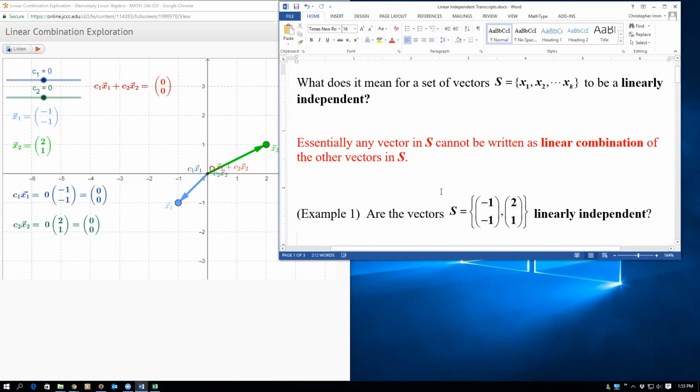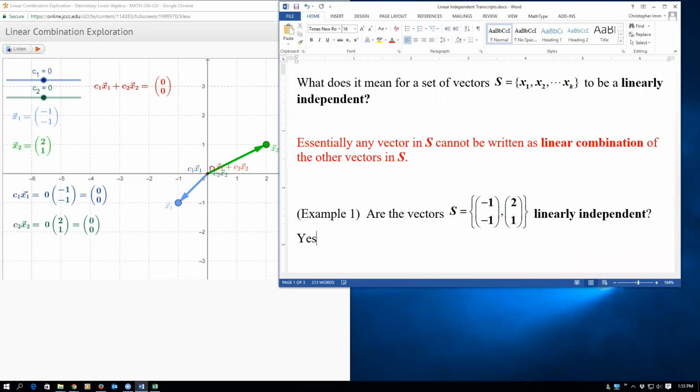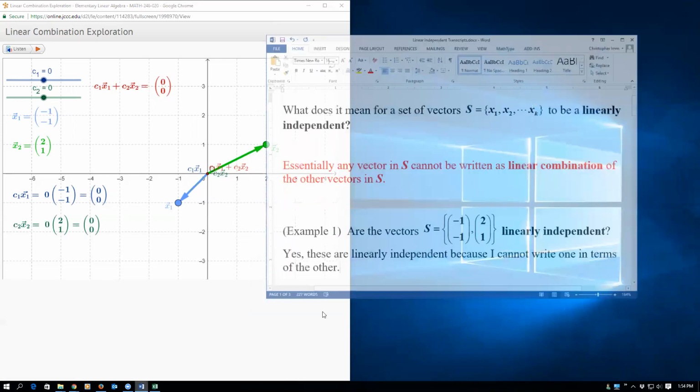So what that means is, yes, these two vectors are linearly independent because I can't write one in terms of the other. And with two vectors, it's pretty easy to see. You can also use your graphical intuition approach. But sometimes intuition and graphical nature sort of eludes us. So let's take a look at another example here.